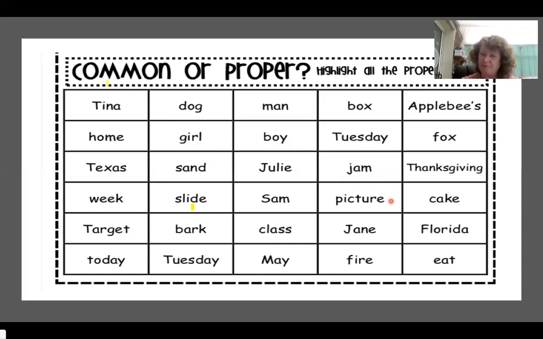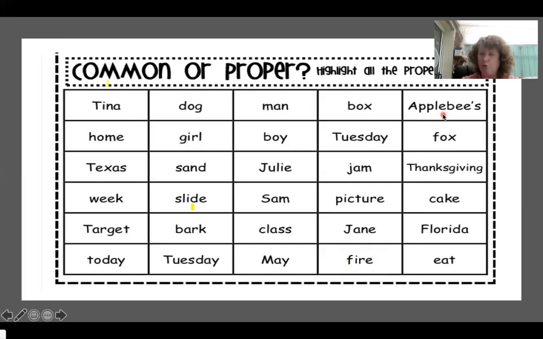Same with this word. Picture. We have another name here, a girl's name or a lady's name, Jane. So because that's a person's name, you have a capital J. And yes, that is a proper noun. And we have the word fire. That's any fire. That's not referring to a particular fire. So, common noun.